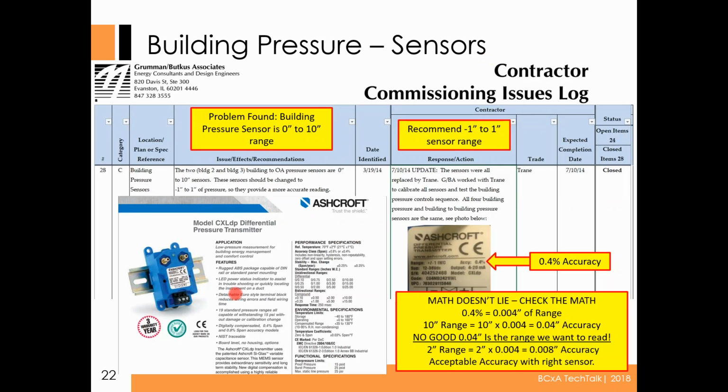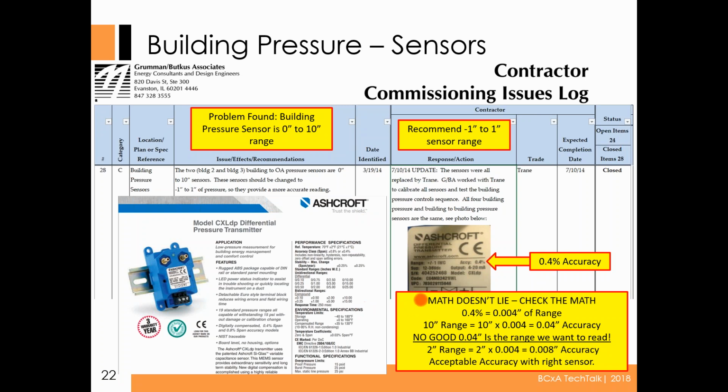I think this is almost the end here, and that is the accuracy of your building pressurization sensor. This is a real project measuring real building pressure, and what they installed was a 0 to 10-inch sensor. It was an Ashcroft sensor. Nothing against Ashcroft. Great devices. They sell good things. However, not the right sensor for the application, okay?